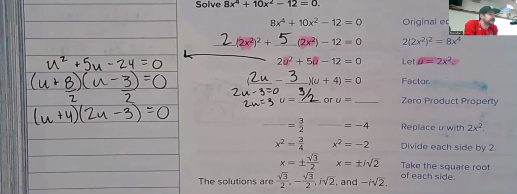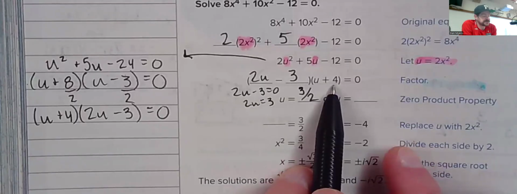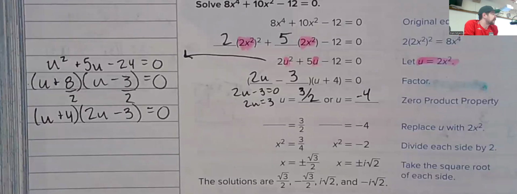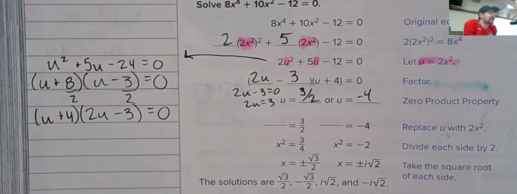So that's one of the values of u. The other value of u is just going to be negative 4, because if you set that equal to 0 and solve for the variable, you get negative 4. So we've solved our quadratic. However, it wasn't a quadratic initially. It was a quartic, right?